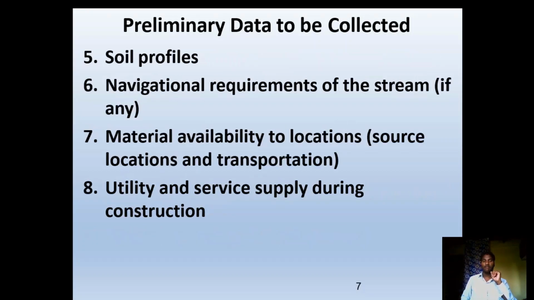Then the fifth one is soil profile, then navigational requirements of the stream if any, material availability, source location and transportation, which is important, and utility and service supply during construction. These are the 8 preliminary data you have to collect.